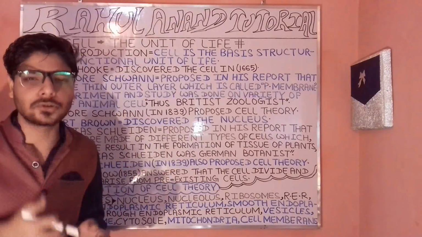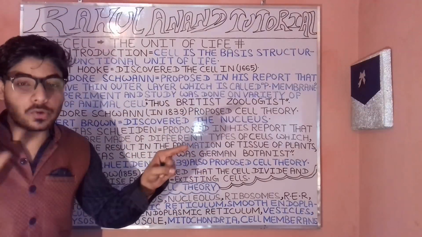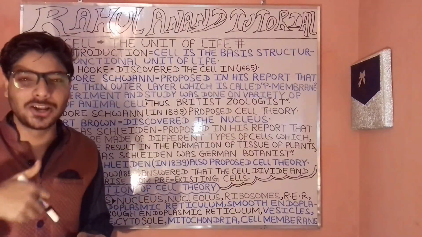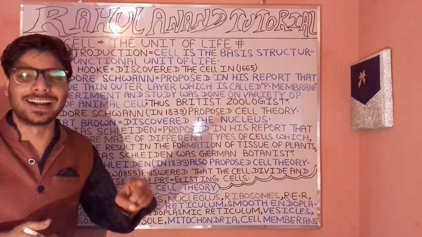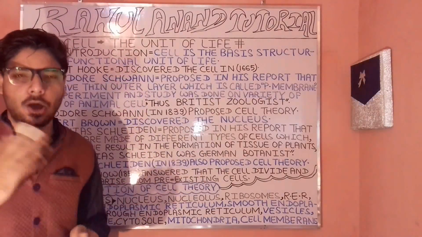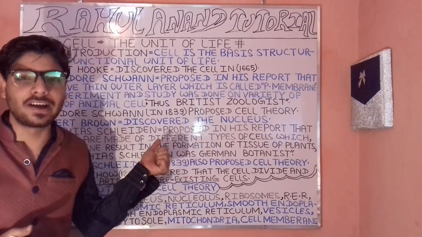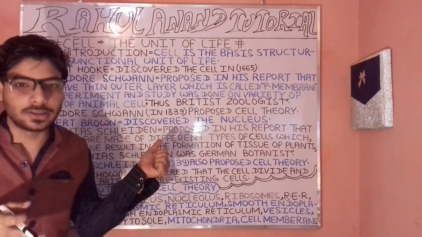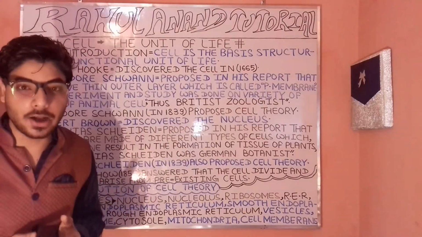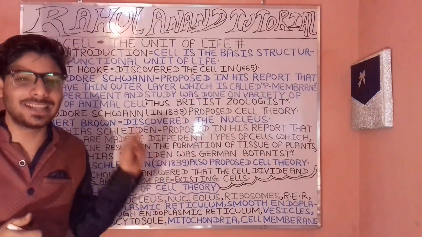Thus, he is known as what? So he will be known as the British zoologist. Now, after that we have different names in it, such as Robert Hooke. After that you often have Robert Brown.